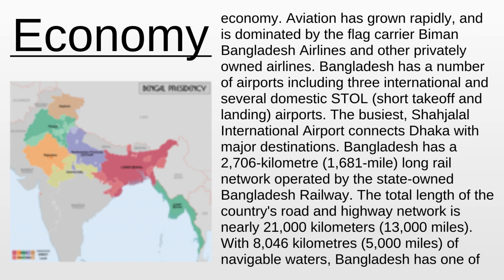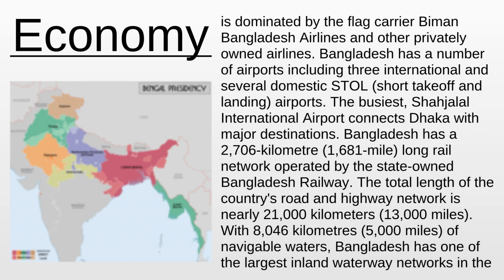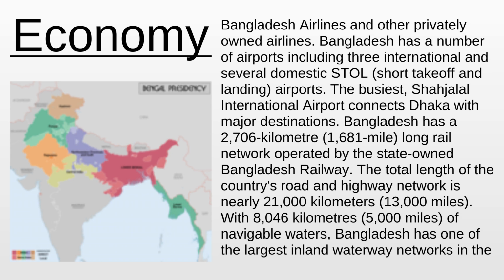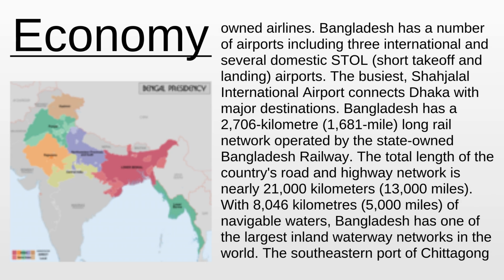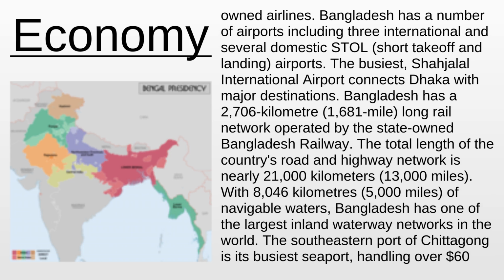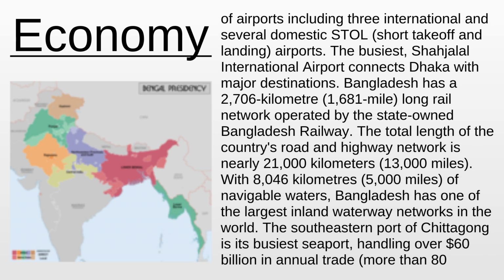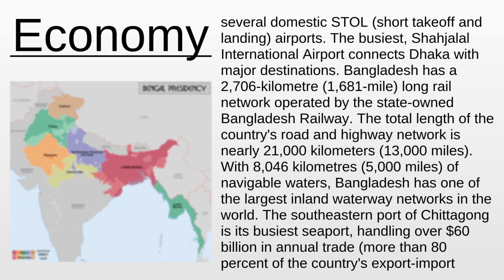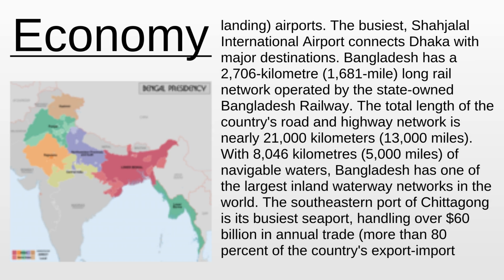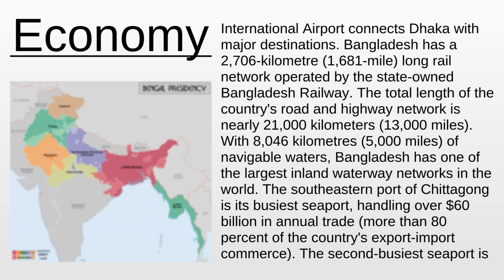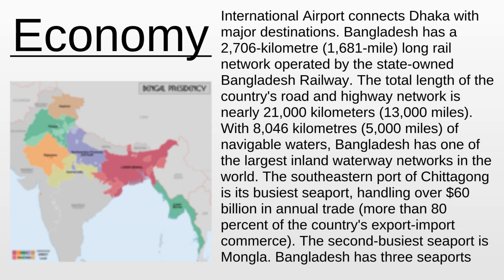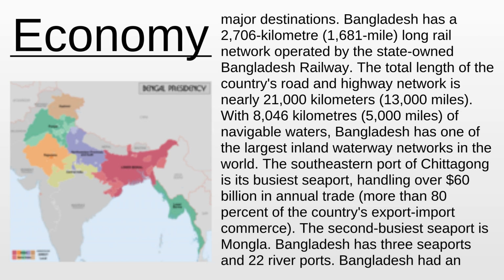The busiest, Shah Jalal International Airport connects Dhaka with major destinations. Bangladesh has a 2,706-kilometer, 1,681-mile, long rail network operated by the state-owned Bangladesh Railway. The total length of the country's road and highway network is nearly 21,000 kilometers, 13,000 miles.